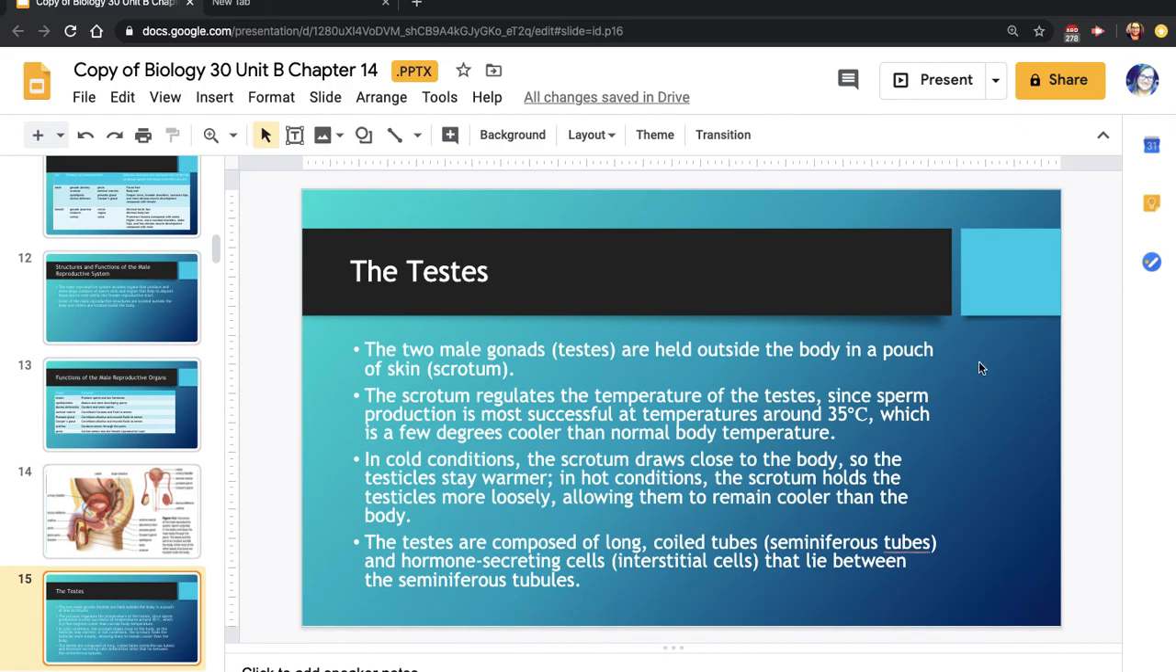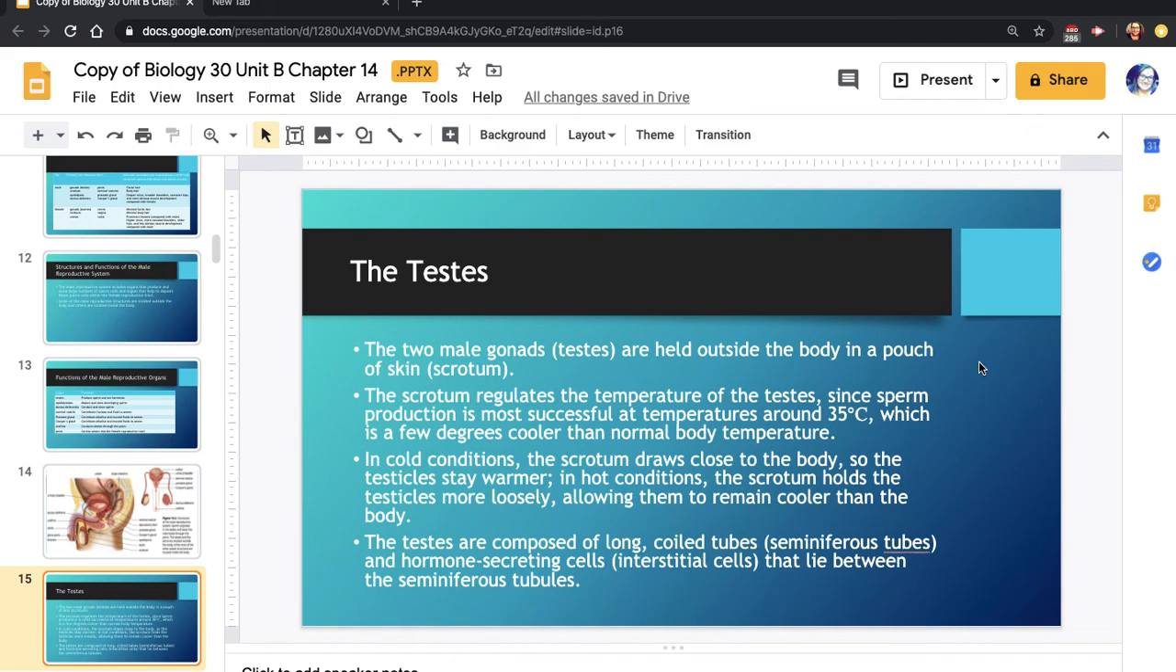So the testes, it says the two male gonads, the testes, are held outside the body in a pouch of skin called the scrotum. The scrotum regulates the temperature of the testes, since sperm production is most successful at temperatures around 35 degrees Celsius, which is a few degrees cooler than normal body temperature. In cold conditions, the scrotum draws close to the body, so the testicles stay warmer. In hot conditions, the scrotum holds the testes more loosely, allowing them to remain cooler than the body.